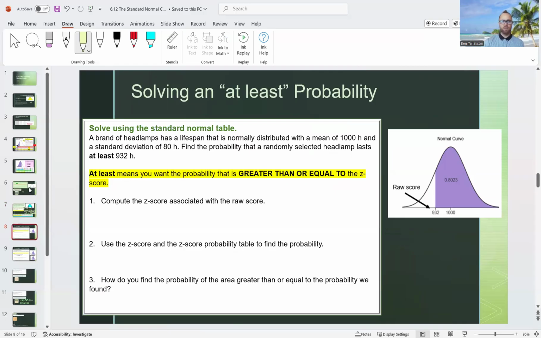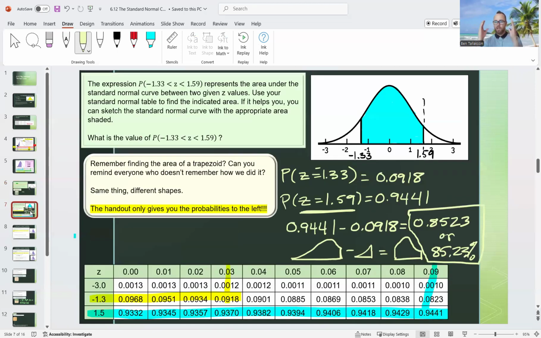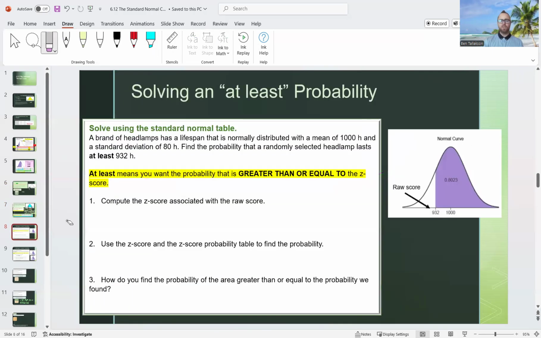Okay, so let's recap. This, we found the probability to the left. This was the probability trapped between two x values with none of the shaded region going all the way to the left or all the way to the right. Did not happen. Now there's something different happening. We're finding the area or the probability to the right of the z-score. Let's see how we do it.